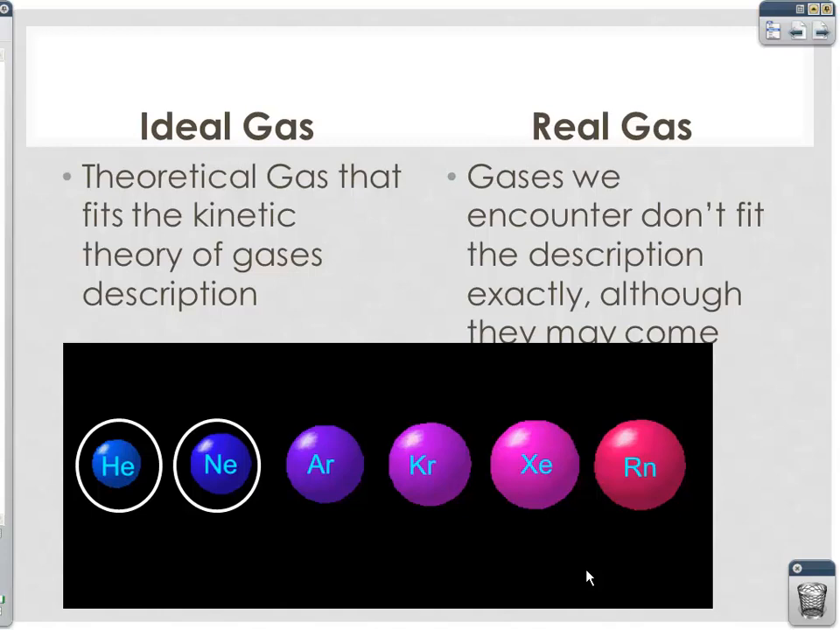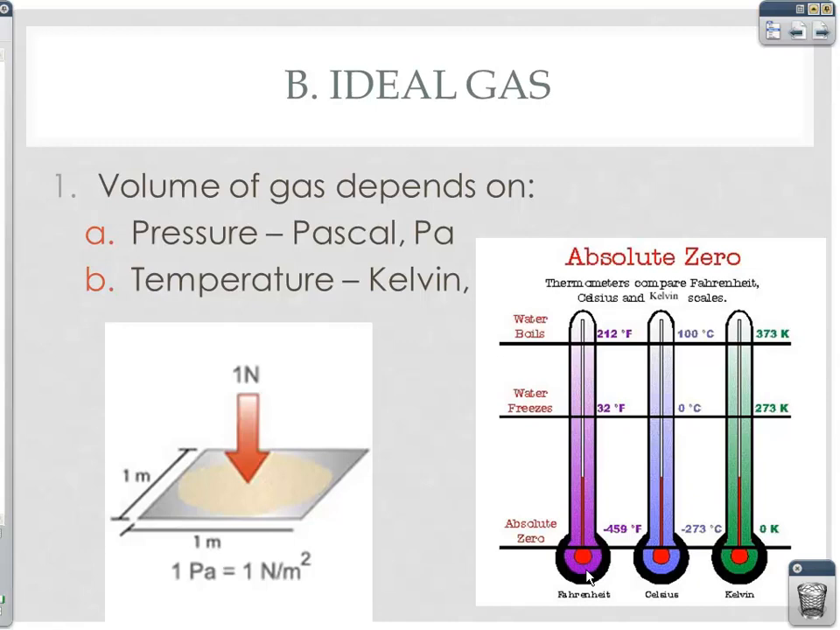As you increase the protons and electrons, you have more van der Waals forces, so you have more interaction. In the smaller molecules, you don't have that interaction, and they follow more of an ideal gas.